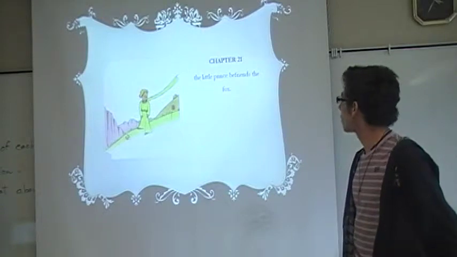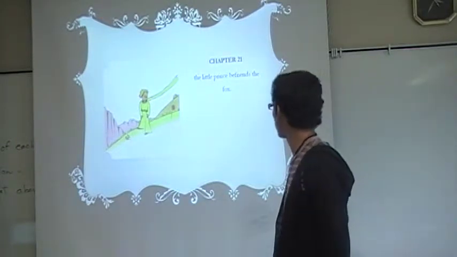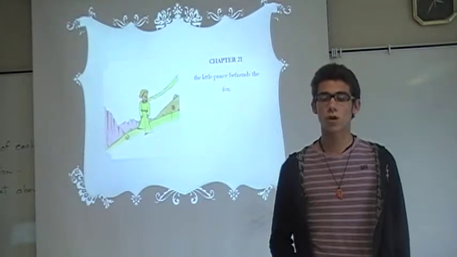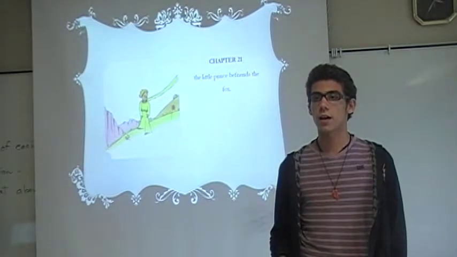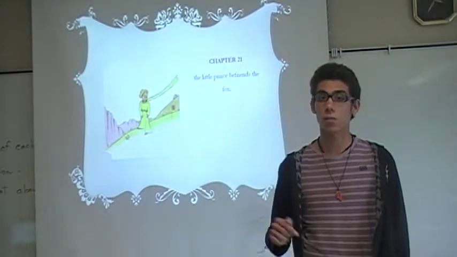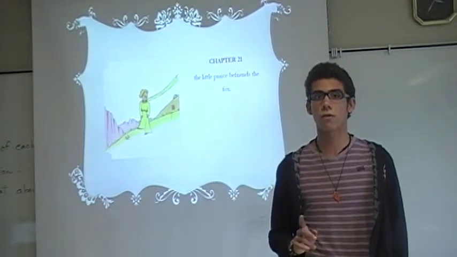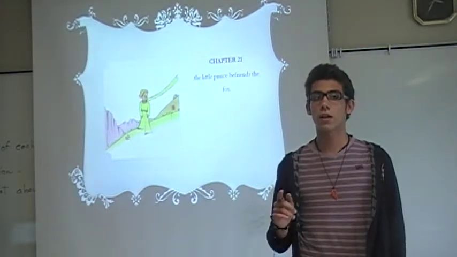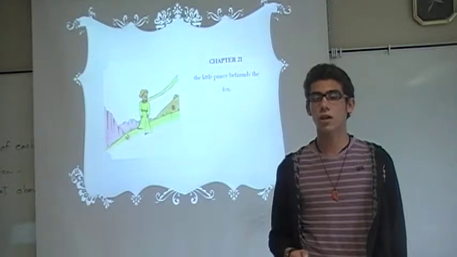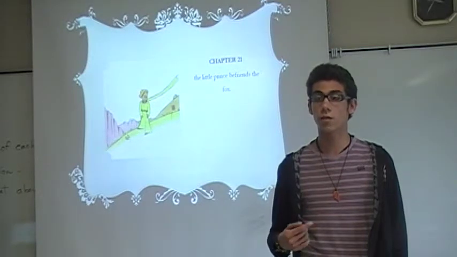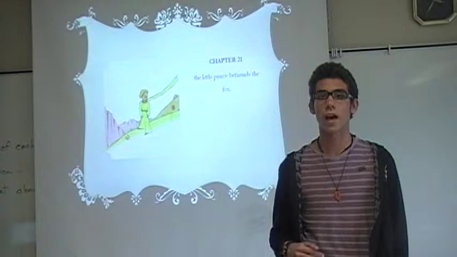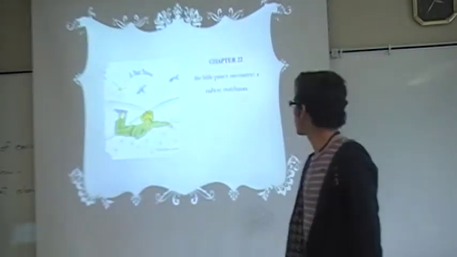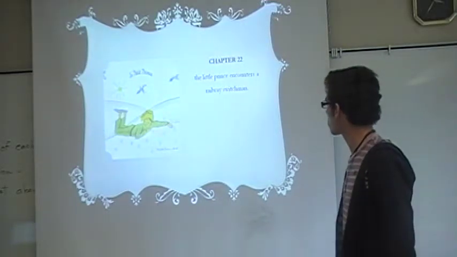In chapter 21, the Little Prince befriends a fox. The fox, when he talked with the Little Prince, says that maybe he can be domesticated if the prince comes every day at the same hour, and if he comes earlier, it means that the fox will be happier each day, and maybe he will be domesticated. In chapter 22, the Little Prince encounters a railway switchman.